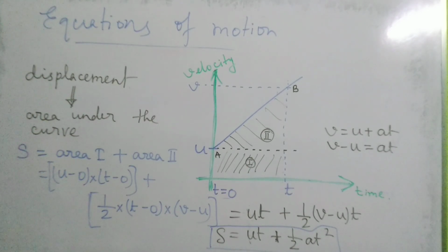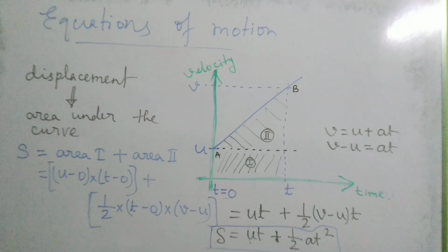v square equals u square plus 2as. Now we do not need the graph in order to arrive at that expression. We can directly utilize equation number 1 and equation number 2. What is equation number 1? It is v equals u plus at, and what is equation number 2? It's s equals ut plus half at square.